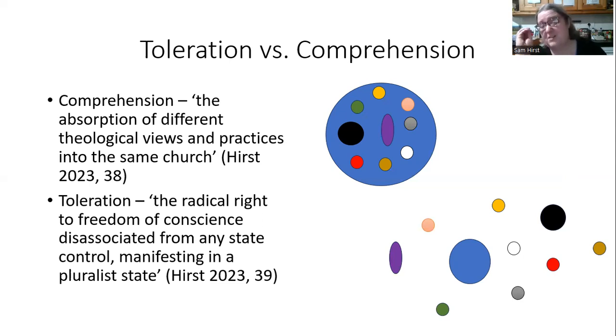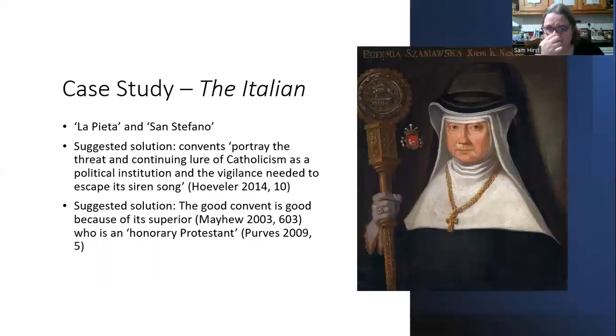Now, I would argue that often the Gothic is broadly interested in toleration and not necessarily differentiating between these two. But we will find quite often an incipient emphasis on comprehension in a number of Anglican writers. And I think this is particularly true of Anne Radcliffe. So I'm going to finish with a case study that takes us back to our first case study of the Italian. And I mentioned before the two convents, the good convent, La Pieta, and the bad convent, San Stefano.